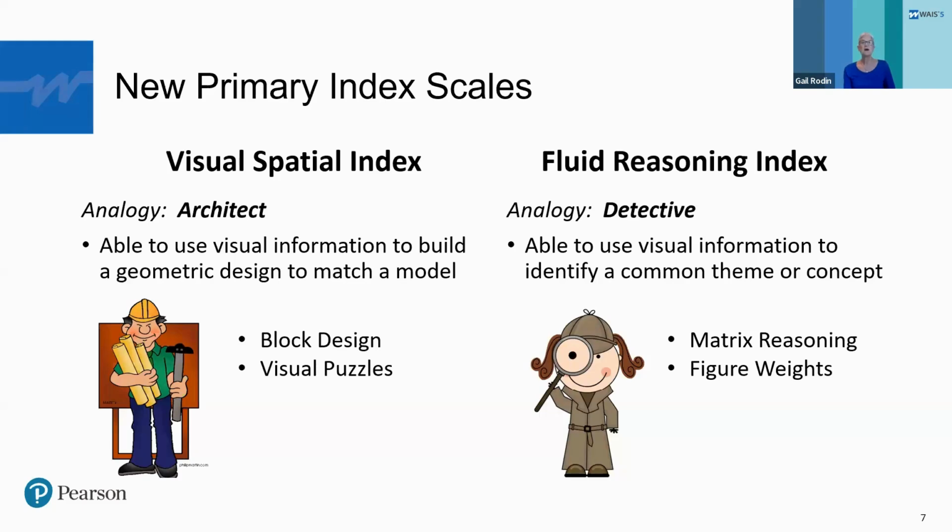because those are going to be the 2 subtests that contribute to this index. On the other hand, fluid reasoning requires the skills that make you a good detective. You have to be able to use visual information once again, but now you're going to use that information to identify a common theme or concept or rule, and then you're going to take that rule and apply it to new visual information in order to select the correct response. So think about matrix reasoning and think about figure weights and how you come up with a concept or rule and you apply it, and that tells you which is the correct response option.